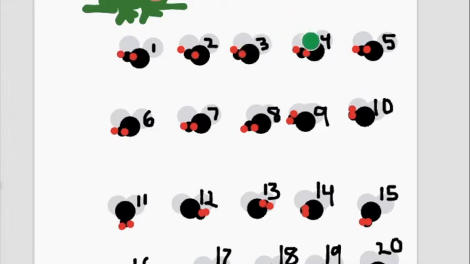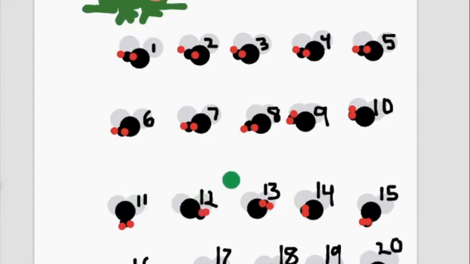Gulp. One more than three is four. Gulp. Four flies. One more than four is five flies. Gulp. One more than five is six. Gulp. One more than six is seven. Gulp. One more than seven is eight. Gulp. One more than eight is nine. Gulp. One more than nine is 10. Gulp. One more than 10 is 11. Gulp. One more than 11 is 12.